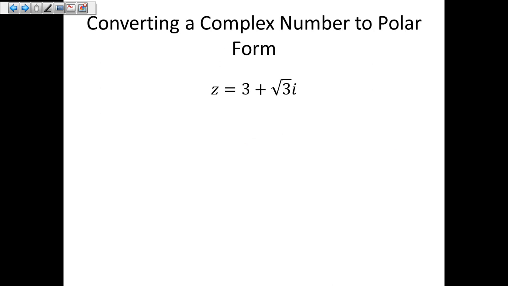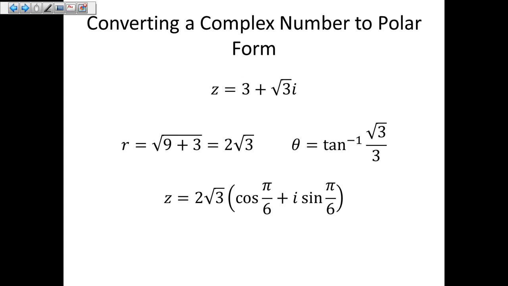Okay, so let's go ahead and convert a complex number to polar form. So here we have it in x plus yi form. Now, how do I know it's in rectangular form right now? Well, there's an extreme lack of cosines and sines. So I know it's in rectangular form. So my first task would be to find r.